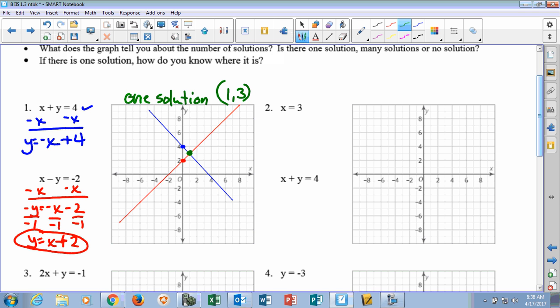So I can check this. Because if I plug in a 1 here and a 3 here, right? Is it -1 plus 4, 3? Yep. So it works for that. And then if I go here, isn't 1 minus 3 -2? Yeah. So that's the one point that works for both of them. It's one solution.